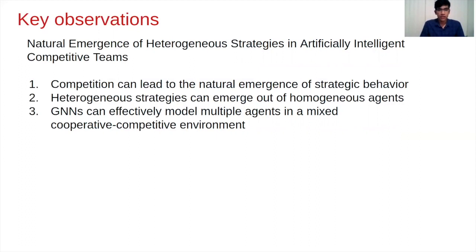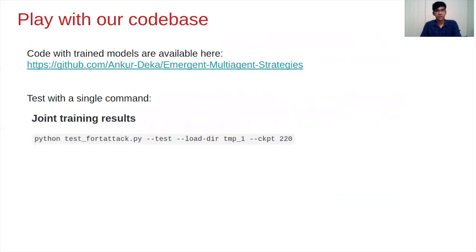So the key observations of our paper are that competition can lead to natural emergence of strategic behavior. Heterogeneous strategies can emerge out of homogeneous agents. So the agents were all homogeneous, but they learned heterogeneous strategies, which is extremely interesting. And remember, nowhere in the reward structure did we encourage it to learn such strategies. It came up with these strategies itself. It learned that if the team does this kind of heterogeneous strategy, it can deceive the guards really. And the third thing is that graph neural networks can effectively model multiple agents in a mixed cooperative competitive environment.